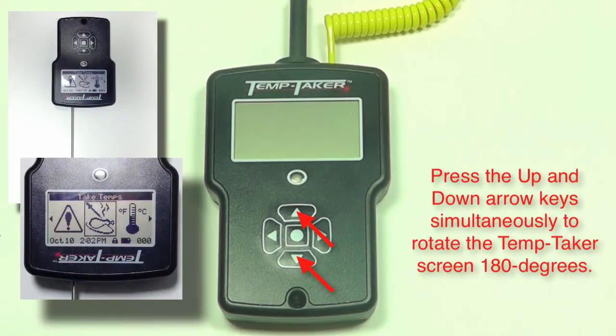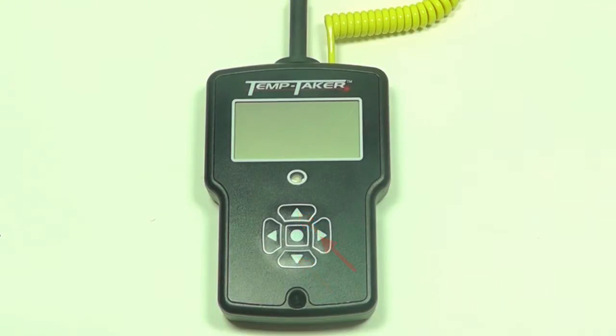Additionally, holding both the up and down arrow keys simultaneously will rotate the screen 180 degrees, allowing for single-hand operation when used in combination with a fixed probe attachment. Lastly, the right arrow key is also used for scrolling, as well as revealing additional functions on certain Temp Taker programs. Now let's take a look at the various applications available to you on the Temp Taker.